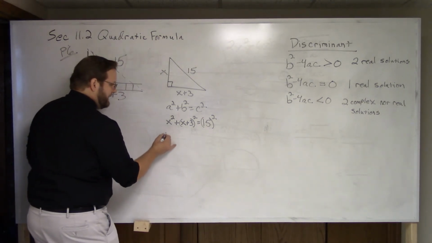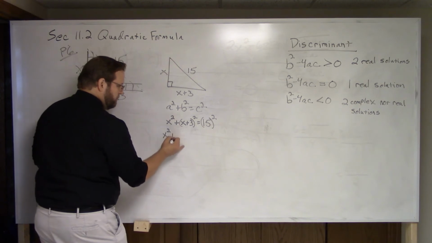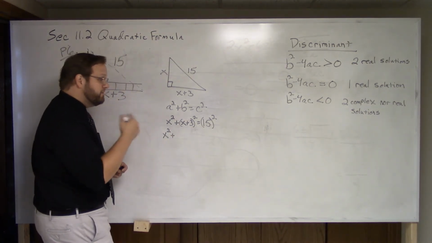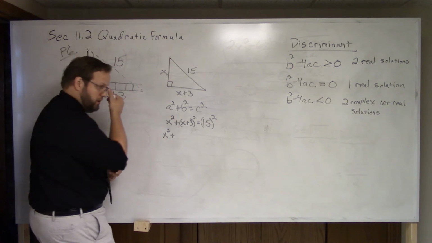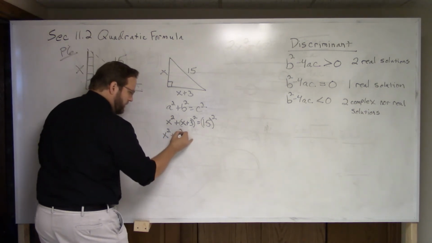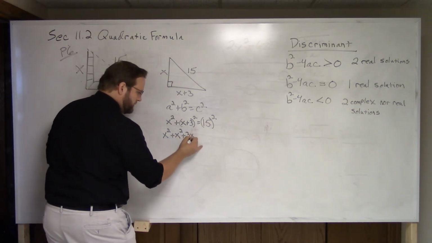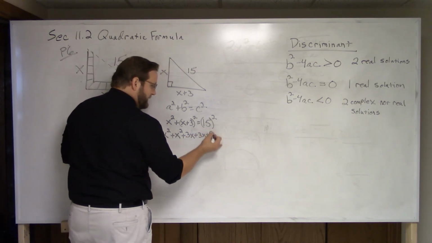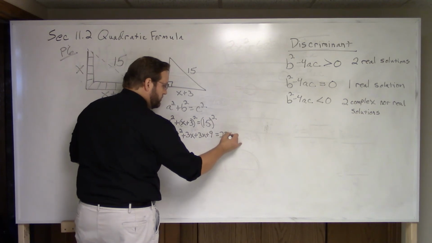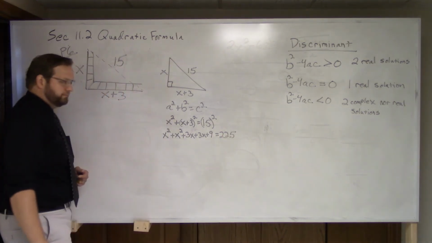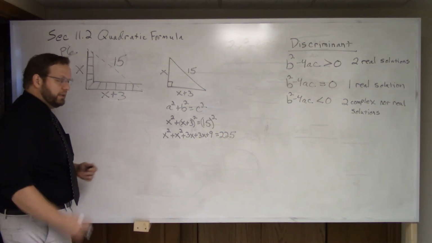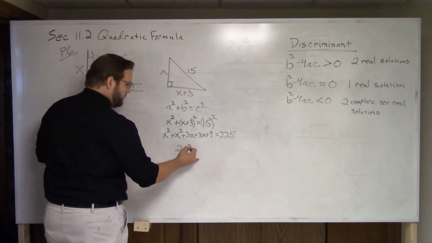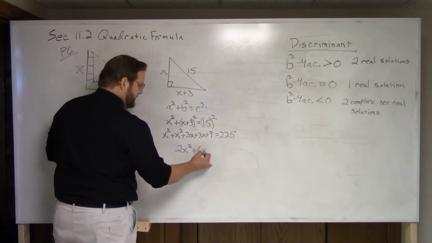We've got x squared plus, I'm going to distribute this out. If you need to write that out twice to see the foiling, please go ahead and do so. So I'm going to have x squared plus 3x plus 3x plus 9. And then 15 squared is 225. Okay, let's clean that up a little bit. I'm going to combine like terms to get a 2x squared plus 6x plus 9.